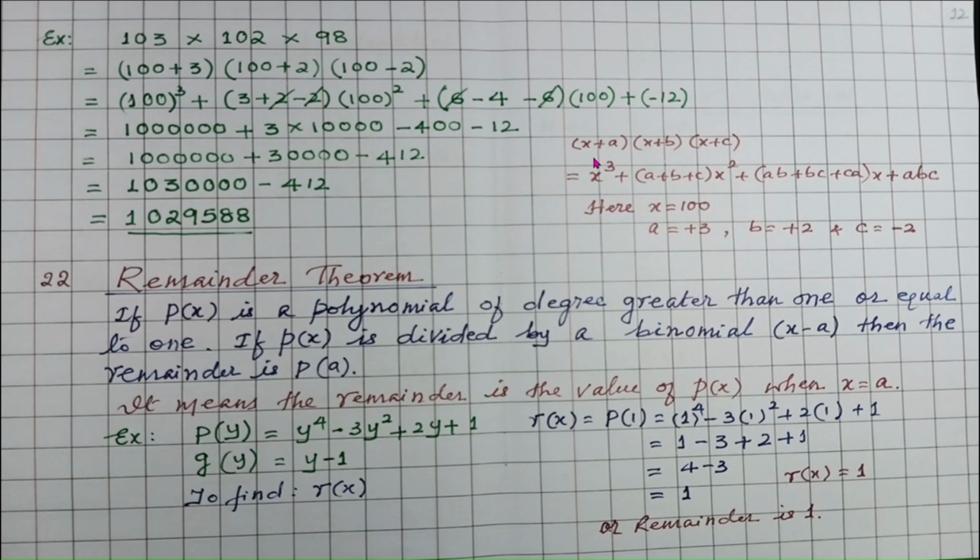So we can use the identity (x + a)(x + b)(x + c). (x + a)(x + b)(x + c) is x³ + (a + b + c)x² + (ab + bc + ca)x + abc. Here x is 100, a is 3, b is 2 and c is −2. Substitute in the RHS and get the value. So 100³ becomes 1 followed by 6 zeros, and here 2 and −2 will cancel, we get 3. 100² is 10,000, and 6 and −6 will cancel, −4, −400 and −12. Now add this, we get 1029588. So that is how we can use the identity for finding the product of numbers. So please remember that.